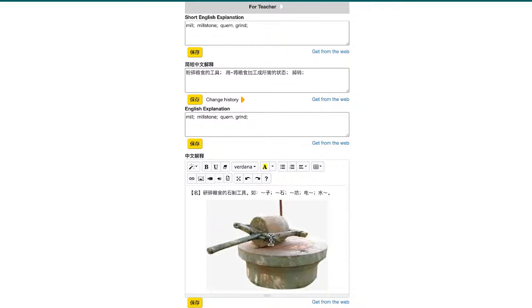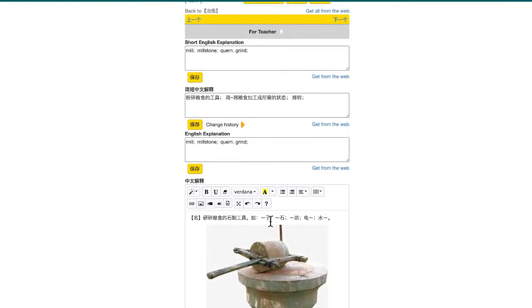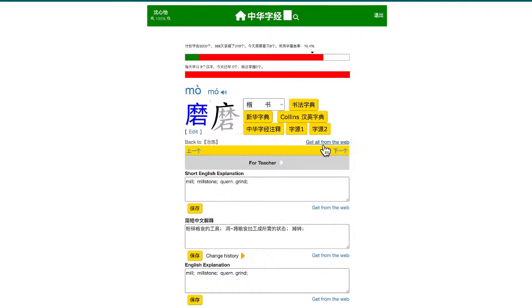It runs around and round and round, and usually people can push it. Sometimes they use donkeys and horses, and basically it is used to grind things. Okay, so this type of thing is called mo.